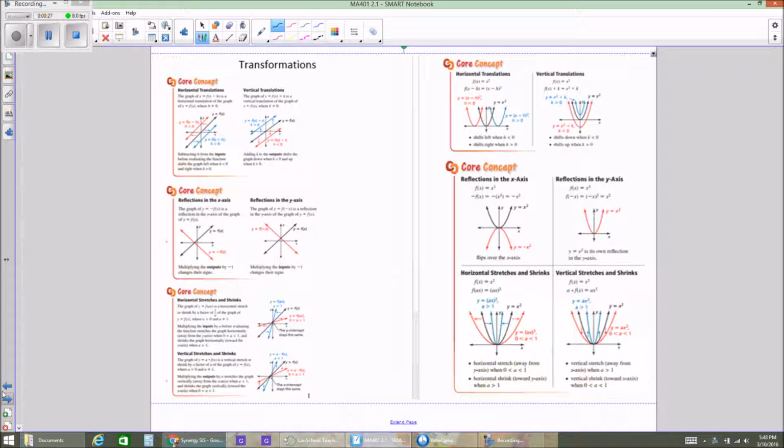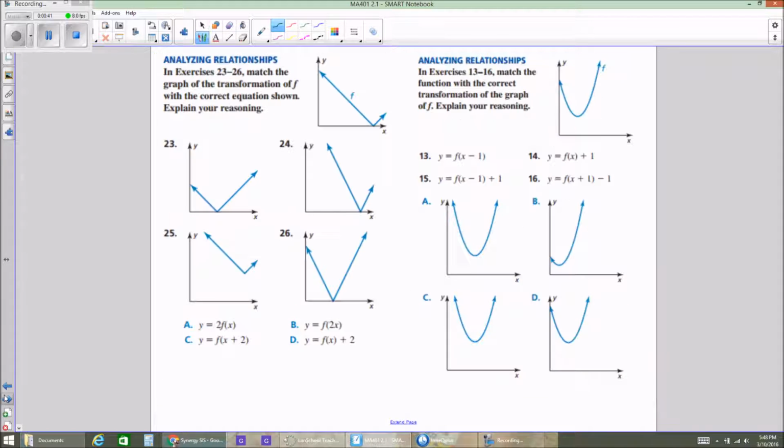All right, so you should have this cheat sheet in front of you. It's the transformation cheat sheet, and it includes everything you've already learned about lines and everything you are about to learn about the quadratics. So before we get started, let's go ahead and do some practice problems here of analyzing relationships.